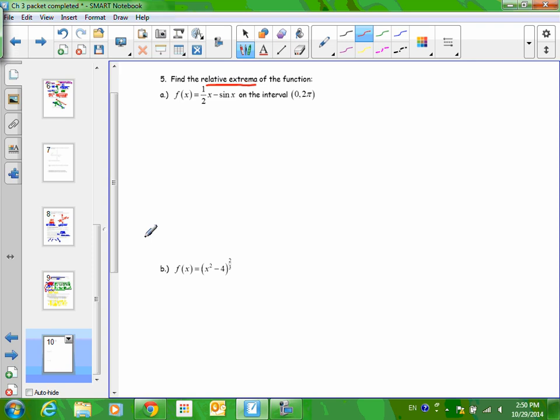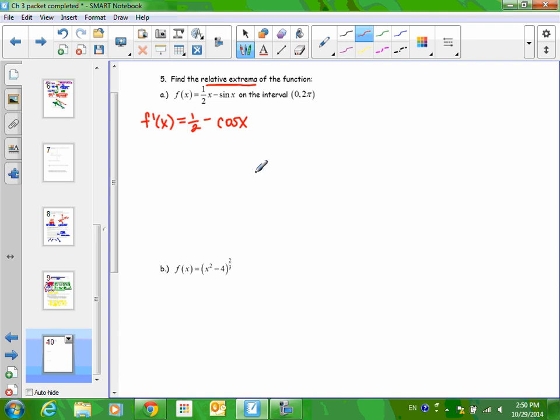So what's the first thing we need to do? Derivative. So go ahead and do that. Find the derivative. F prime of x equals 1/2 minus cosine x. And we need to check for 2 things on the derivative, where the derivative is 0 and where the derivative is undefined. Is cosine x, or 1/2 minus cosine x, is that ever undefined?